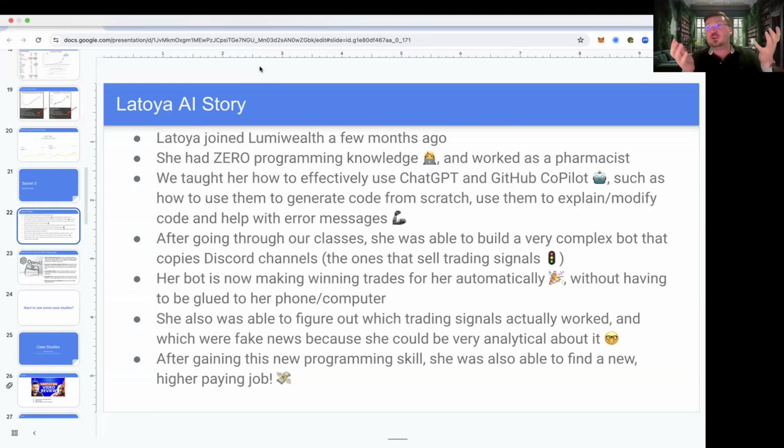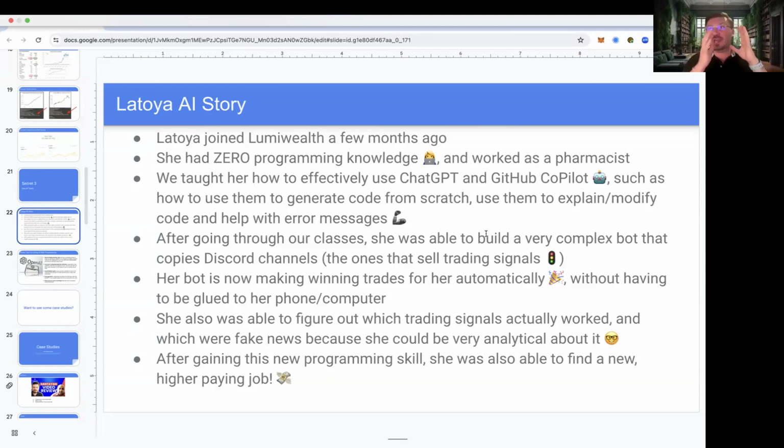Right. And it's true. I see her code. She's coding, but not really coding. She's just talking to AI. And it's amazing what you can accomplish with just that. So after going through her classes, she was able to build a very complex bot. She built a bot that basically follows people on Discord, those people that give you trading signals. She made a bot that reads those trading signals and can actually execute on those.